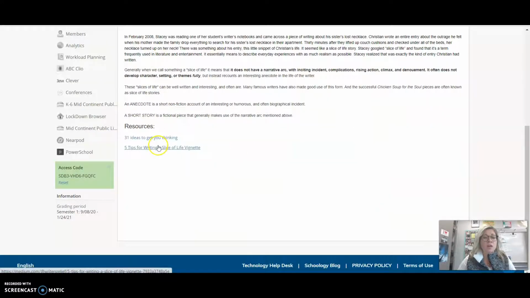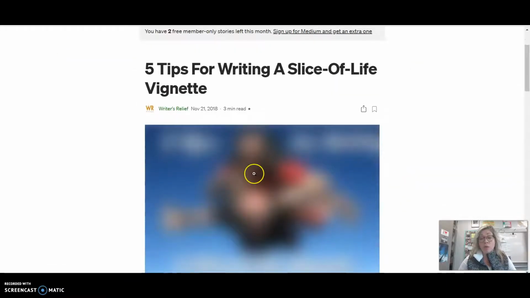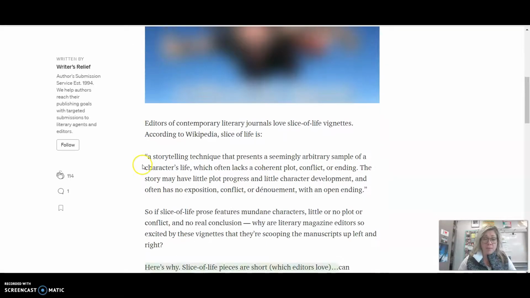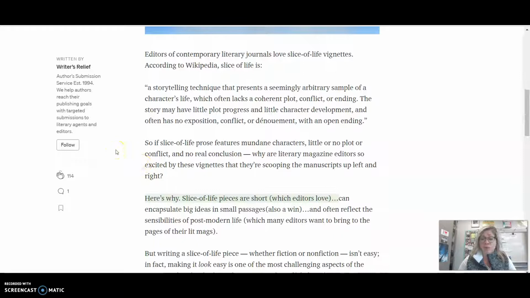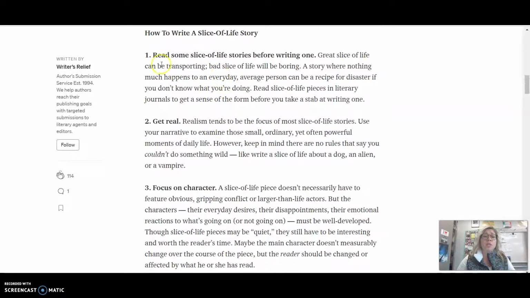And then also 5 tips for writing slice of life vignettes. Sometimes they're called vignettes because these are pretty short. You are going to write more than you wrote in your quick write paragraph, but they are still about 450 words minimum, and you'll see that coming up here too. So please read through this. It has some good little tips. Read some first, and I'm going to have some examples for you.